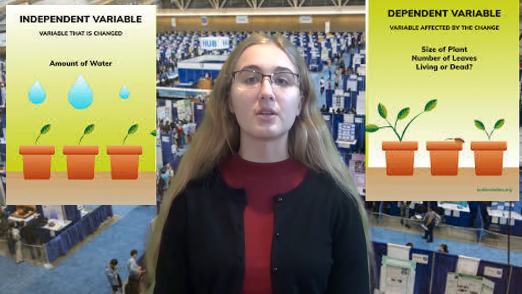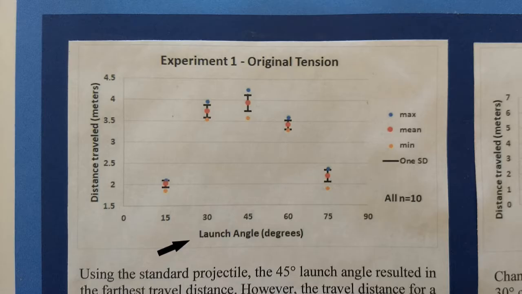The next step in a science project is to create a controlled experiment. In this experiment, you have one independent variable that is changed at a time, and a dependent variable that you measure. For my project, the independent variable was the launch angle, and the dependent variable was the distance that the projectile traveled. For each trial, make sure you have a large enough sample size.